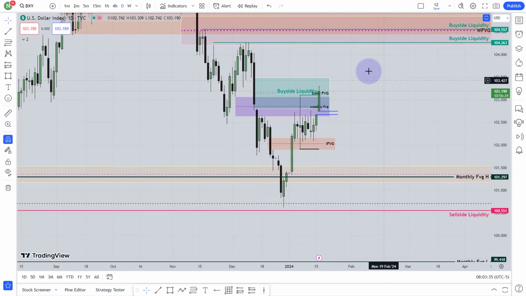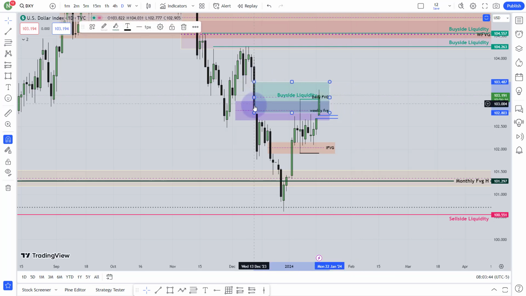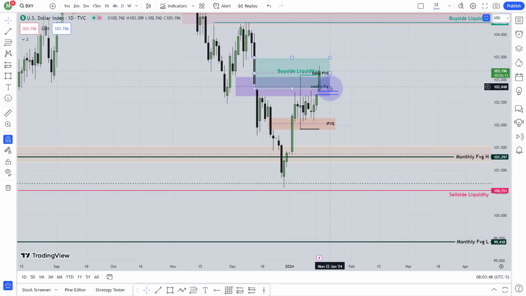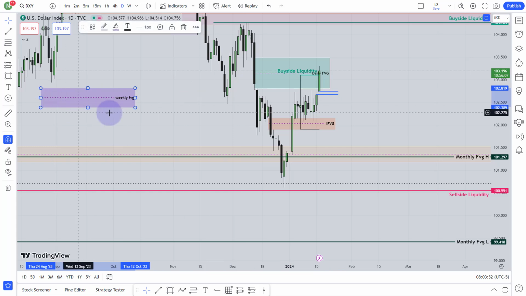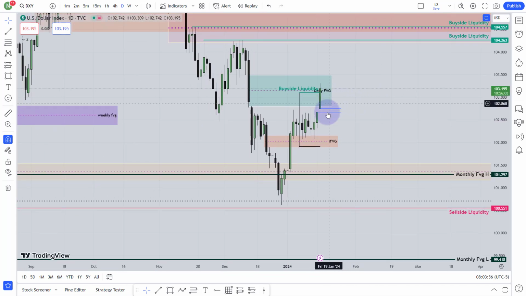Okay, so this is my dollar index chart, and you can see this is the daily chart. This fair value gap is the daily fair value gap. Okay, this candle low and that candle high. So this is the daily fair value gap, and I have this weekly fair value gap as well over here. But I don't think it's important right now, so I'm just putting it over here because I'm in the daily chart. It's enough for me.